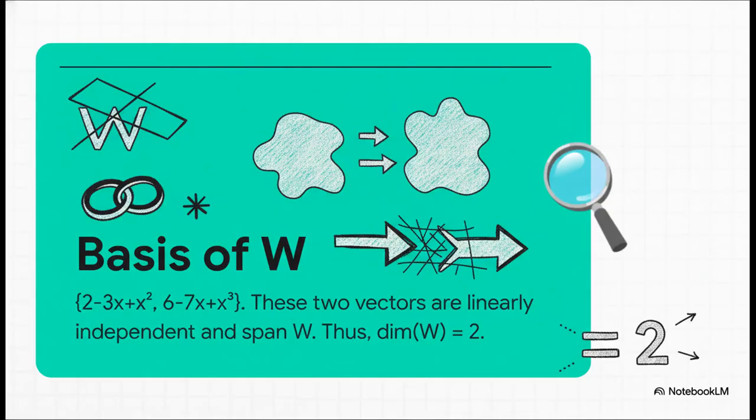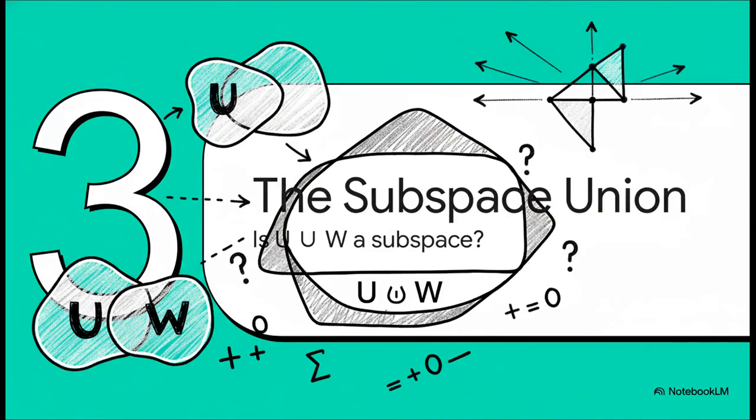And this is the payoff. Those two polynomials we just pulled out, that's our basis for W. They can build anything in W, and they're linearly independent. So we've done it. We've decoded W, and we know for a fact that its dimension is 2. That's a huge piece of the puzzle. All right, we've done the prep work. We know U, we know W, we've got their bases.